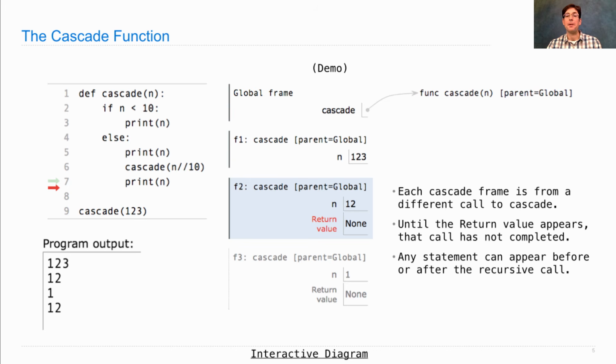Any statement can appear before or after a recursive call. There's the one before, and there's the one after. It was the third call to cascade that printed out the number 1. It was the second call to cascade that printed out both of those 12s, one before and one after printing the number 1. And finally, this first call printed the 1, 2, 3 and is about to print 1, 2, 3 at the very end.